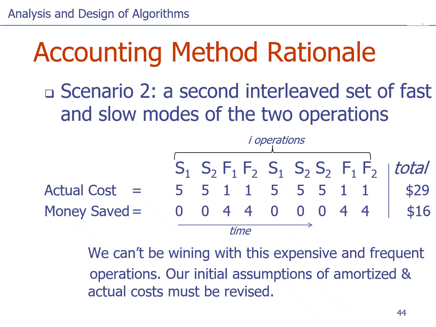Now, again, about the essence of this. The essence of this is that I am redistributing the cost of the expensive operation on the fast ones. So you could think of it in two ways. Either you are accumulating money from the fast operations to pay for the slow operation, or you are taking the cost of the slow operation and distributing it on the fast ones.